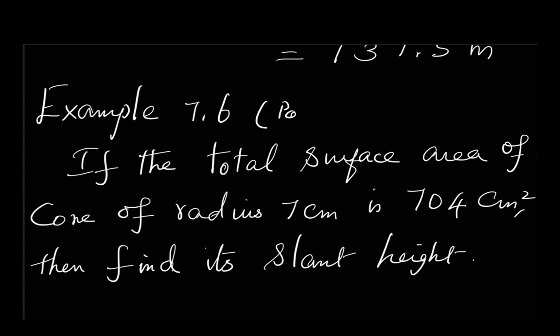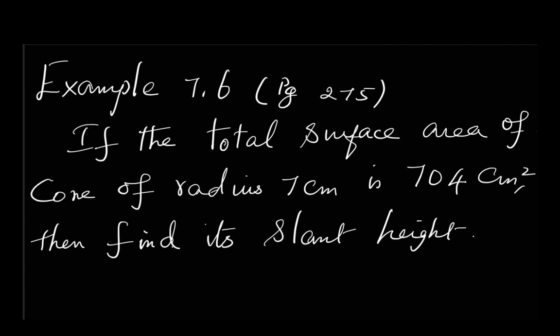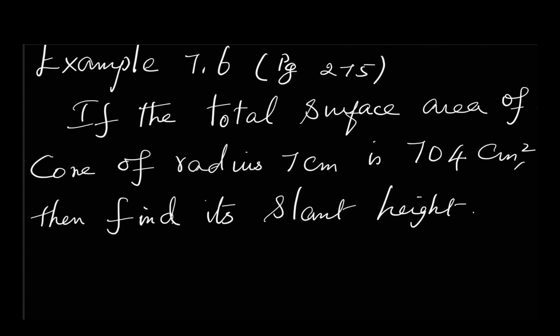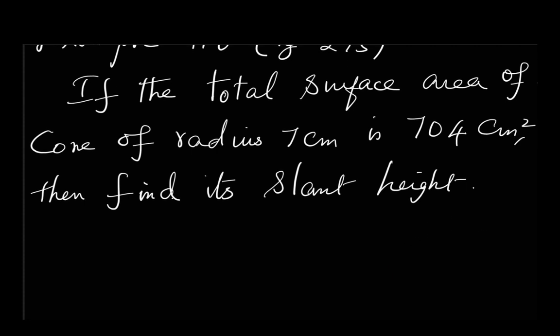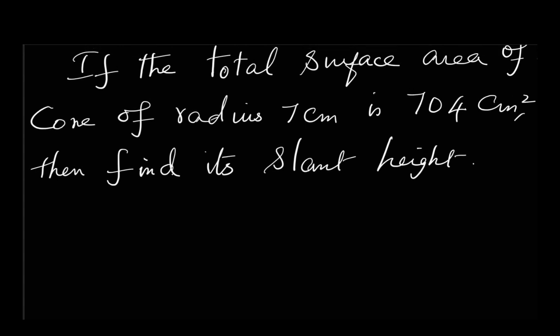See the next example on the same page, example 7.6, page 275. If the total surface area of a cone of radius 7 cm is 704 cm square, find its slant height. This is a direct question here. The total surface area of a cone of radius 7 cm.